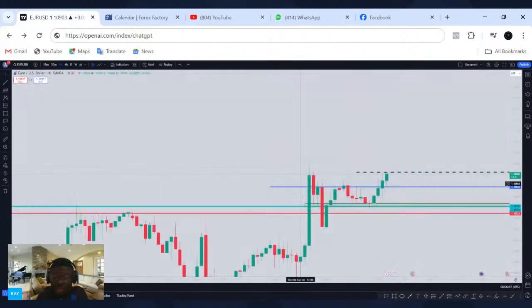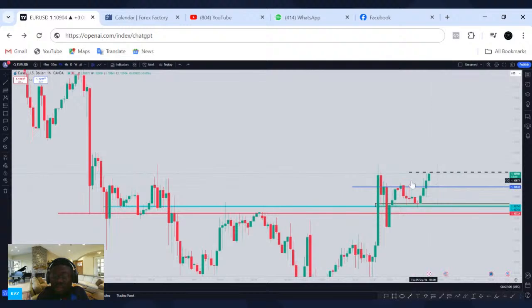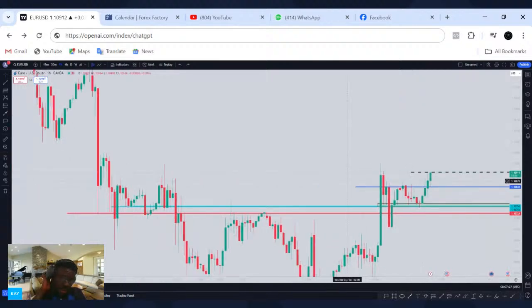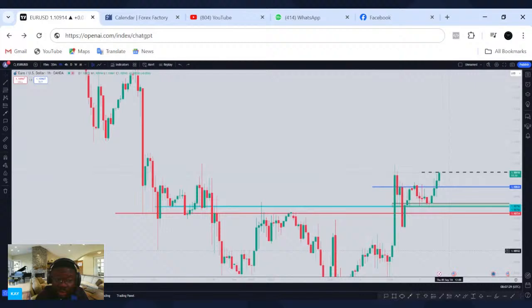Let me check the H1. At least the H1 should make some pullback. Even if you watch H1, we have a rejection level. I'm expecting to see a pullback on the H1 time frame. If it makes a pullback, maybe you have to see something like this.